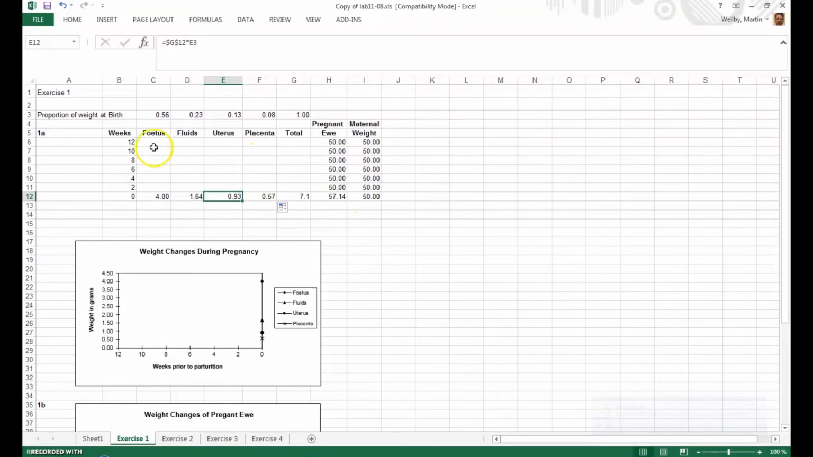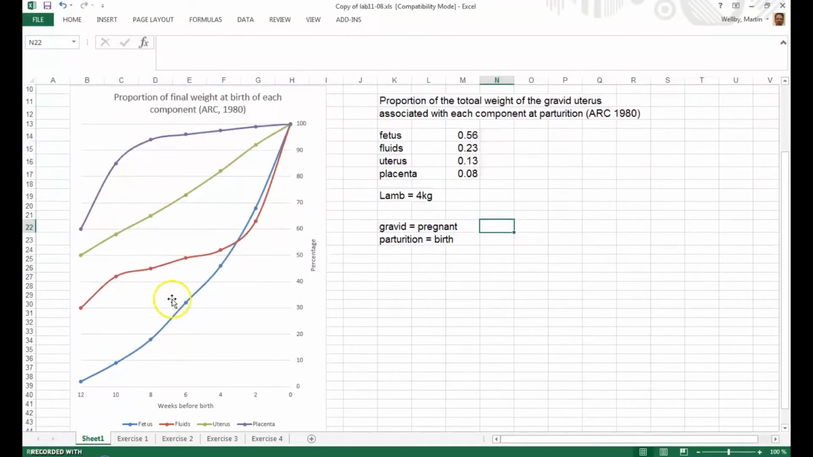So from here I just need to fill in the rest of the table, and to do this I'm going to have to refer back to the chart that's in the lab manual. So if this is 12 weeks prior to birth for the fetus, if I go back here, this is the fetus line. I already said before, 12 weeks prior to birth, the fetus is about 2% of its final weight.